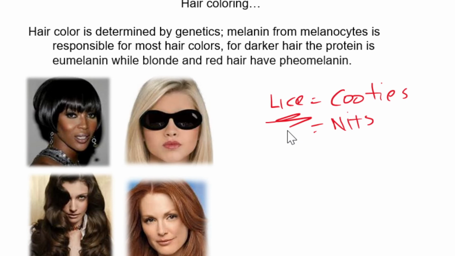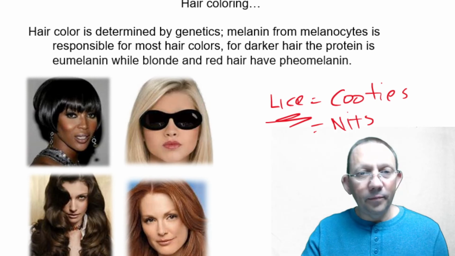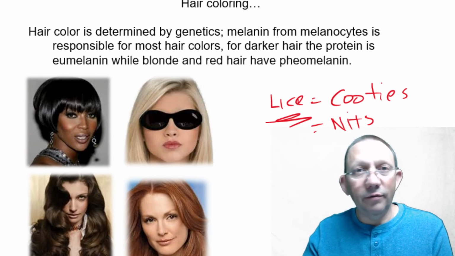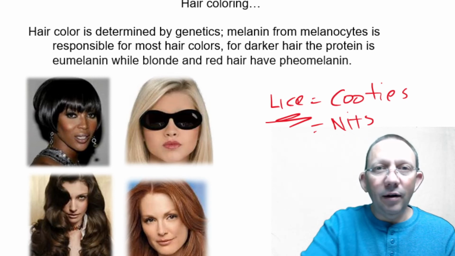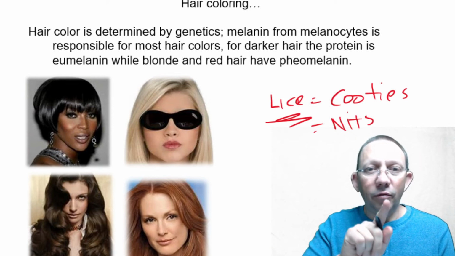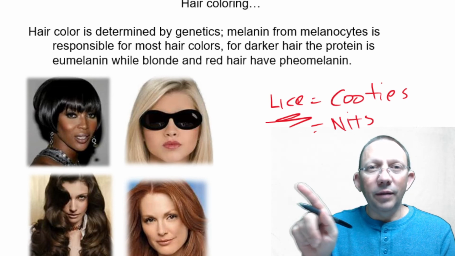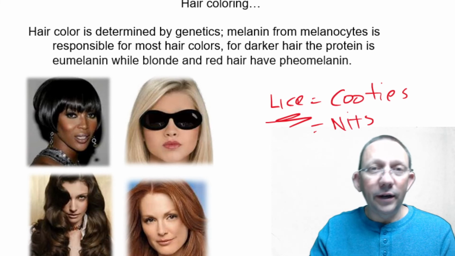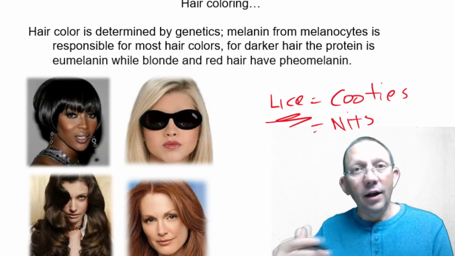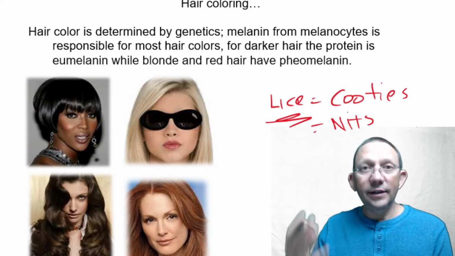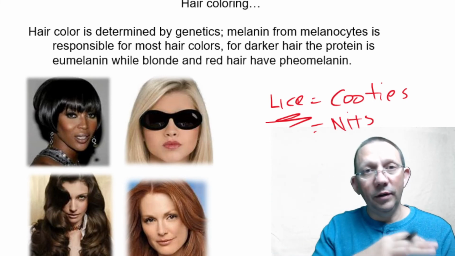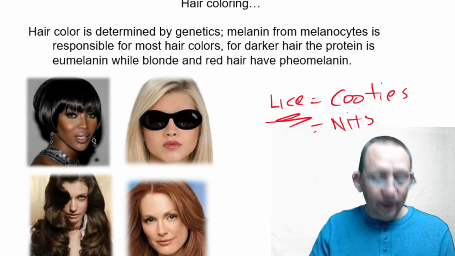Hair color is determined by genetics, or sometimes by the packaging that you bought it from. But melanin from melanocytes is responsible for most hair. Here we have different colors of hair. I picked these ones off the web. For black and brown hair, it's the eumelanin, and then pheomelanin for the red and blonde hair. It's just had different amounts in there, and that has to do with genetics. That's all it is. Your parents, your grandparents, your great-grandparents had certain color hair, and that'll show up in you. Same thing with the color of your eyes and everything else.